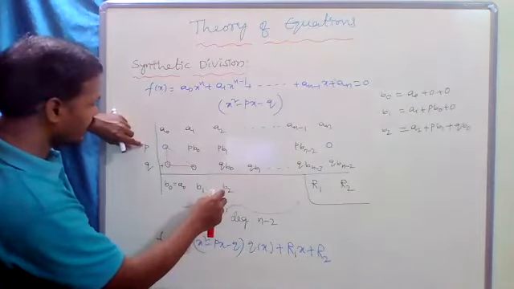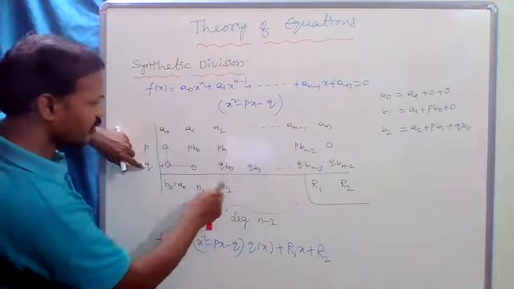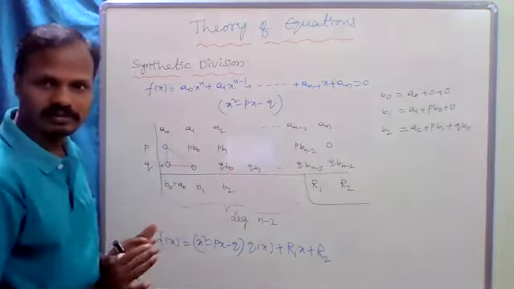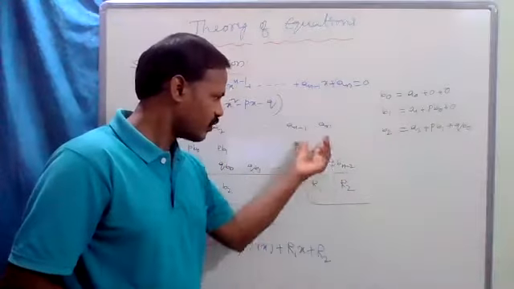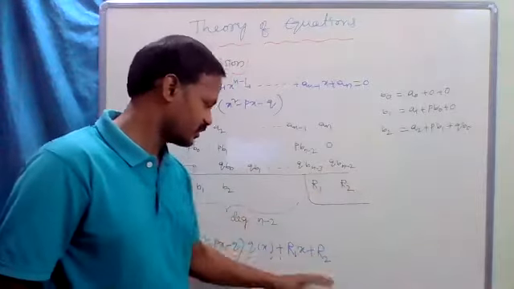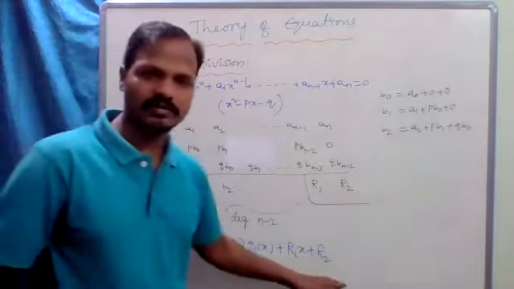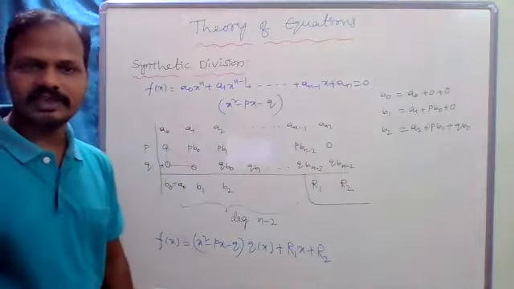Next, multiply p and b2 here, and multiply q and b1 here. And proceed like that. So this is the last one. What you will get here is r1 and r2, so this one is r1x plus r2. This is the final expression of the given polynomial equation. Is it clear to everybody?